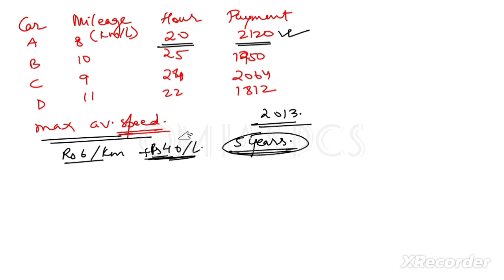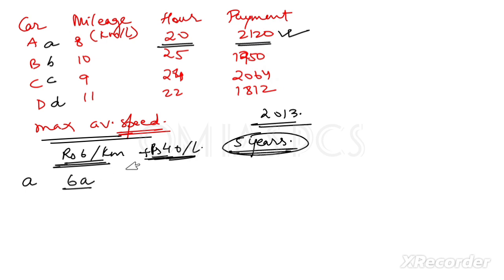If I consider a simple thing, the distance traveled by A, B, C or D is not given. So we can consider that the distance traveled by A is a, by B it is b, for C it is c and for D it is d. For A we are considering a distance traveled, and the total rate was 6 rupees per kilometer, so it will be 6 multiplied by a. That's the normal rate.